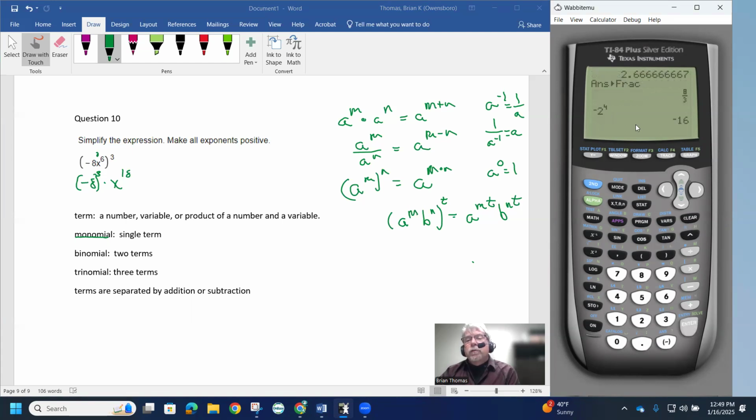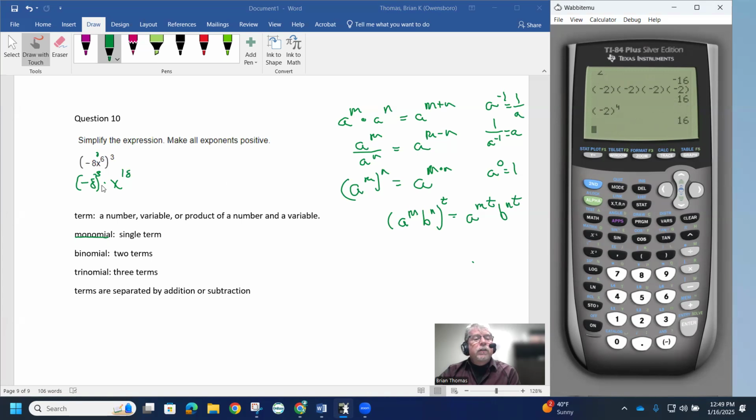But we know that if you multiply negative 2 times negative 2 times negative 2 times negative 2, that would actually be a positive 16. So it's important, if you have a negative number raised to an exponent, to go ahead and put the negative number in parentheses and then raise it to an exponent, and it will do the calculations correctly.